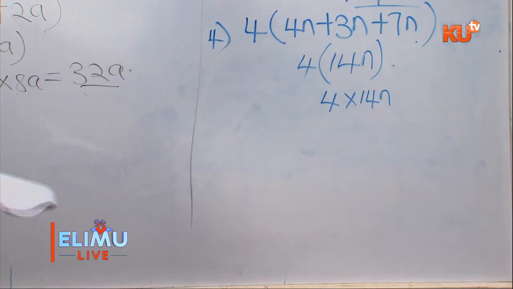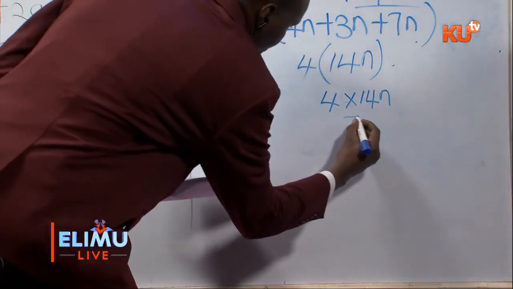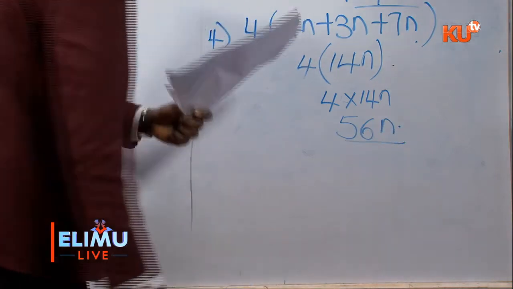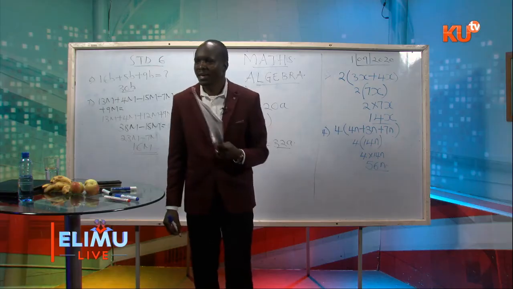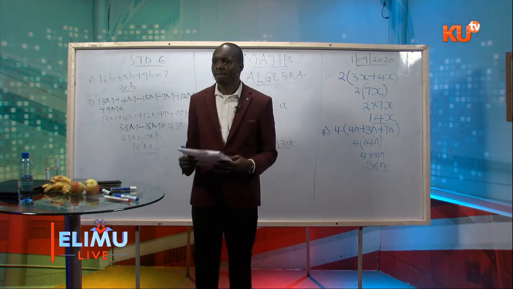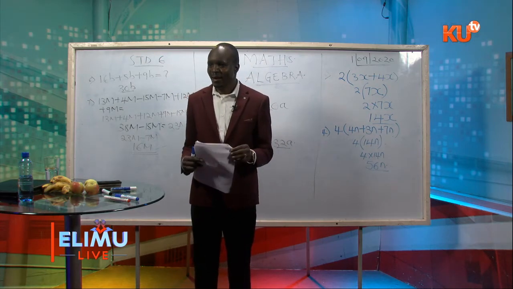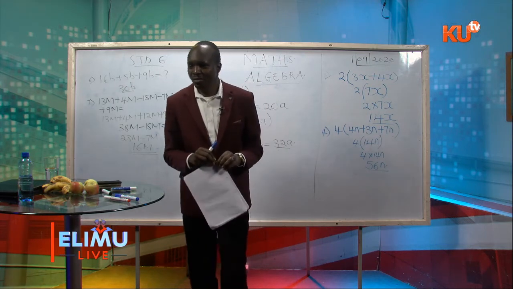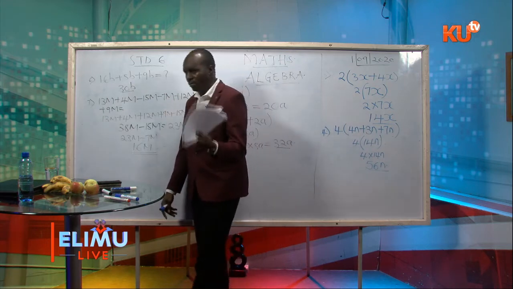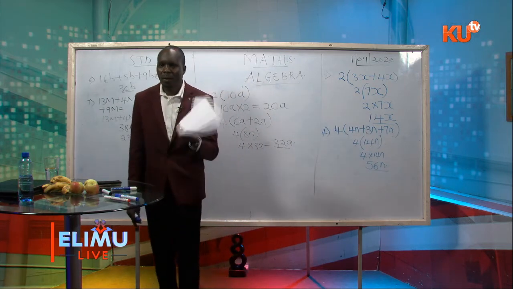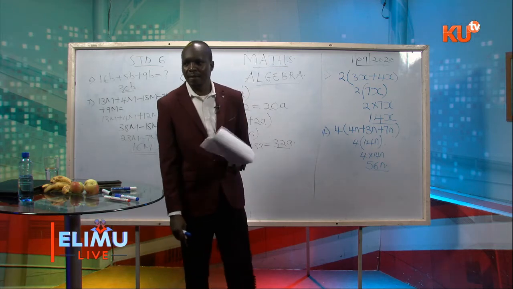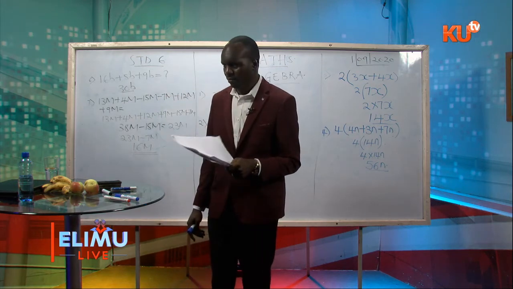4 times 14, we get 56. We get 56n as our answer. I hope it is clear. I hope you are enjoying algebraic expressions. Here we are simply collecting the like terms. We add what is inside the brackets if at all they are like terms.